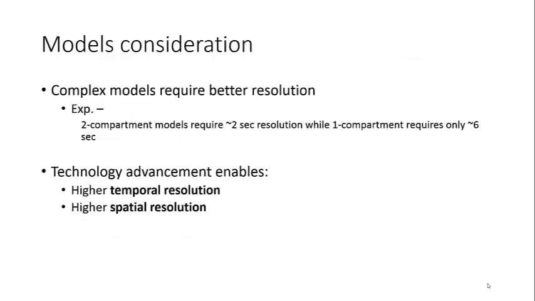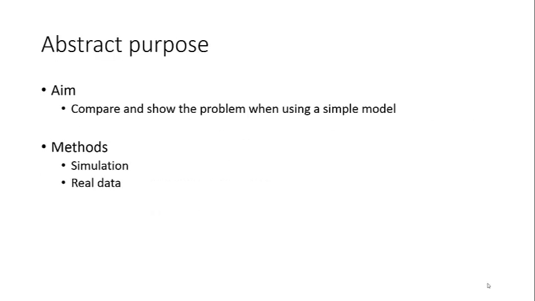A more complex model requires better resolution, both temporal and spatial. For example, the two-compartment model usually requires 2-second resolution, while the one-compartment model requires only 6 seconds. Technology advancement allows us to get that resolution and motivates us to use a more complex model.